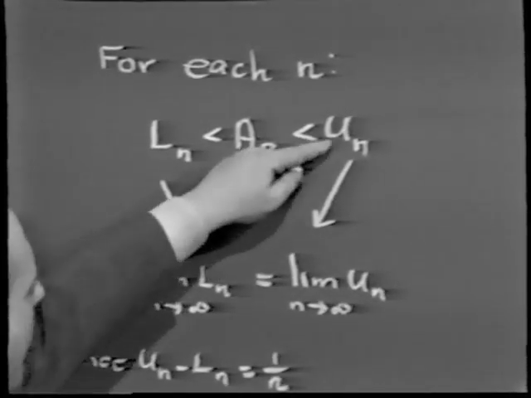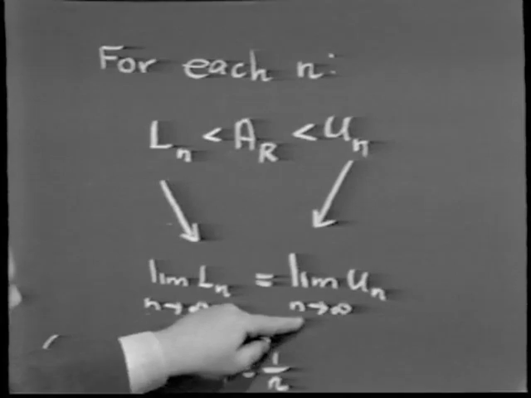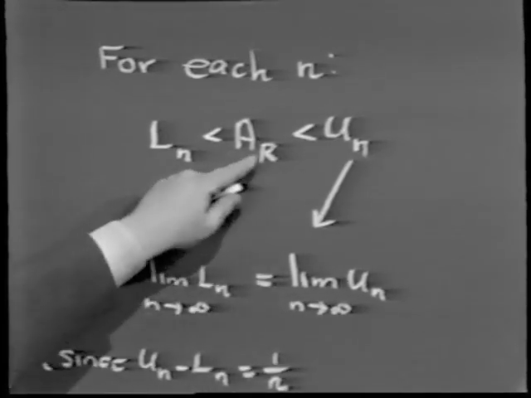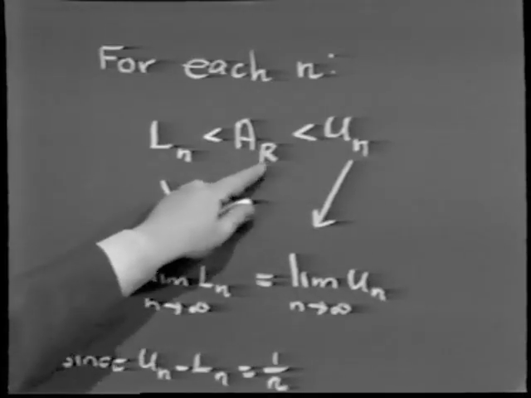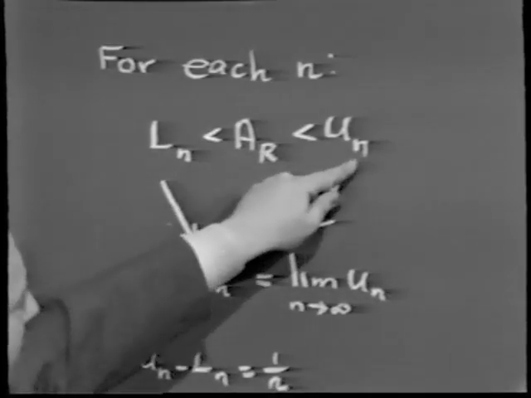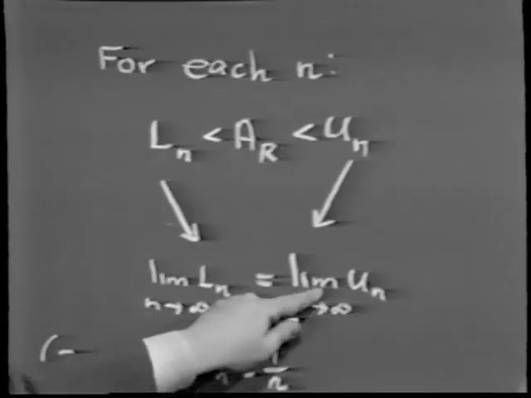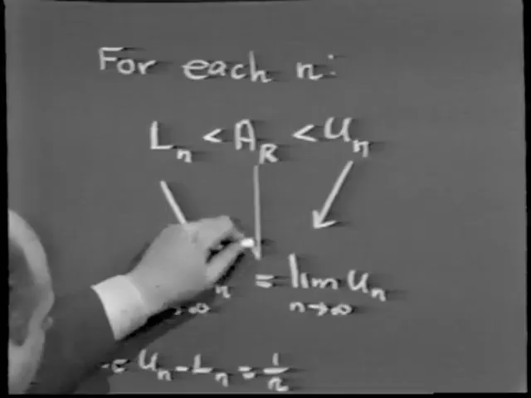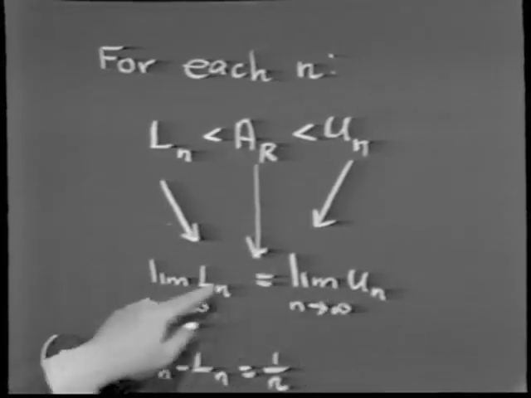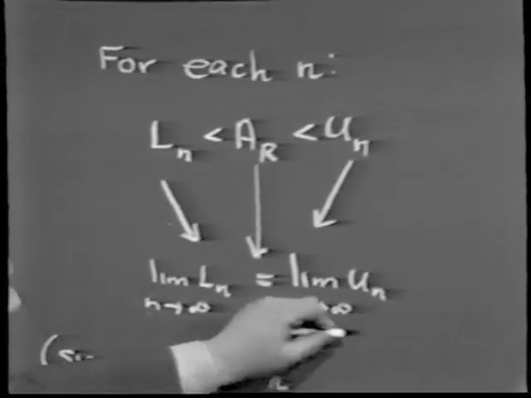And let's take the limit of the U sub n's as n approaches infinity, observing that for each n, A sub r is squeezed between these two. Consequently, since A sub r is squeezed between these two for each n, it must be squeezed between these two when we go to the limit. In other words, whatever A sub r is, it must be between these two limits. Now, here's the key step.